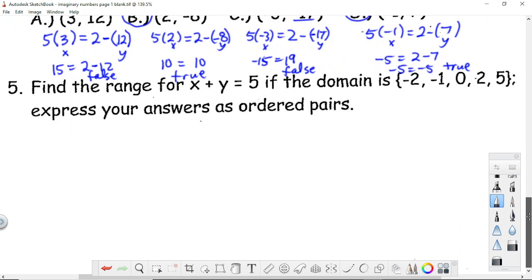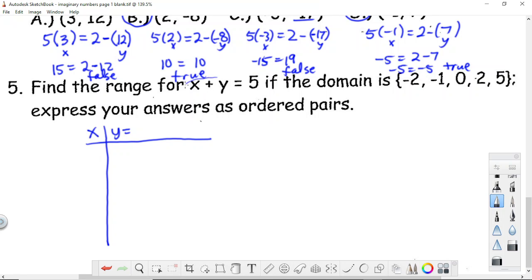So there's one more on this page, and we've got another page. Yay, more problems. So it says, find the range for x plus y equals 5. If the domain is, and there's the domain, 5 values, express your answers as ordered pairs. So we'll do like we did the last one. We have a column for x. We have a column to do our calculation, and I'm going to wait and fill that. We can't fill that in exactly, can we? Because we're not told what y equals.